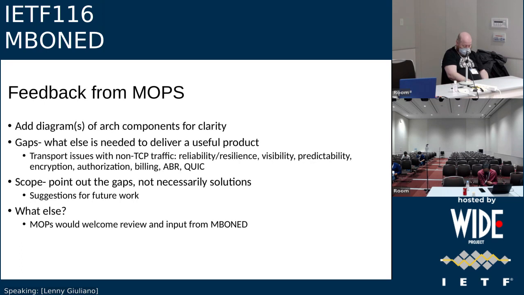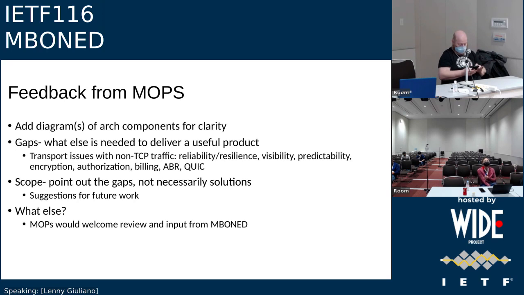So the feedback from MOPS on Monday was, they gave some suggestions. The biggest questions that came up were mostly transport-related issues. They really aren't multicast issues, they're really TCP versus UDP issues. There are a lot of things that CDNs enjoy that come from TCP, things like packet loss and resiliency, handling loss and reliability, visibility of packet loss, encryption.